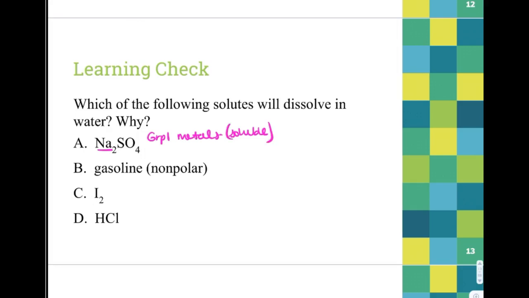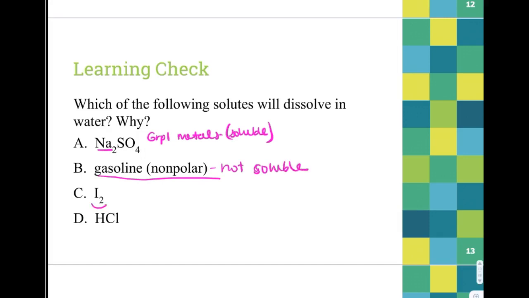You can also think about an ionic compound as most of them will dissolve in water because an ionic compound is very, very polar, and so that will dissolve in the water. So like dissolves like says ionic will be polar. Gasoline is nonpolar, so it will not dissolve in water. So not soluble.